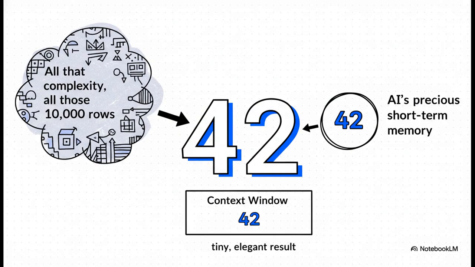The only thing that ever has to enter the AI's super valuable, very limited short-term memory is the final answer. All that mess, all 10,000 of those rows, they get processed completely outside the AI's brain. And its context window, it just sees the tiny, beautiful, simple result. It is such an elegant way to save memory.